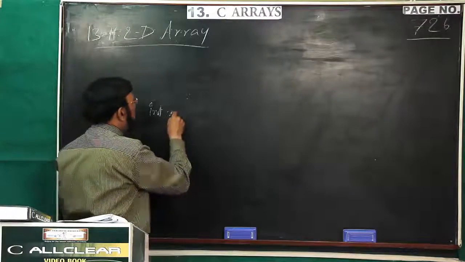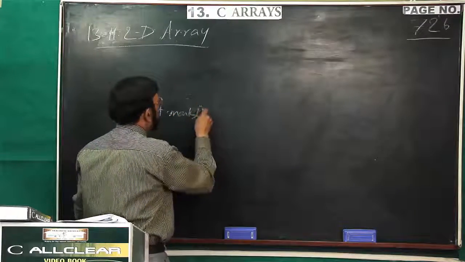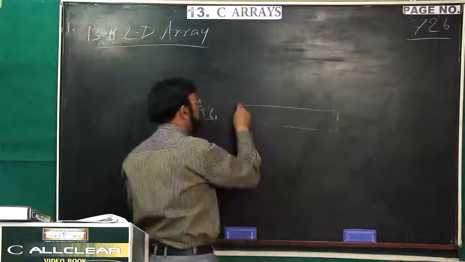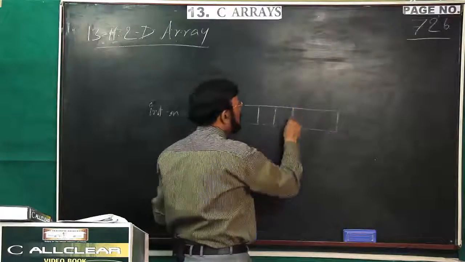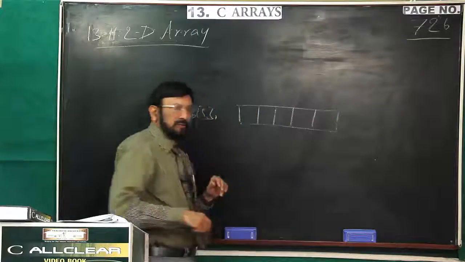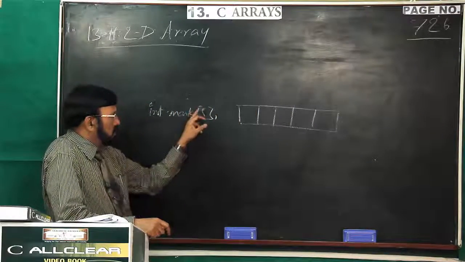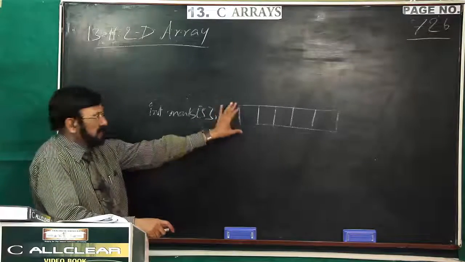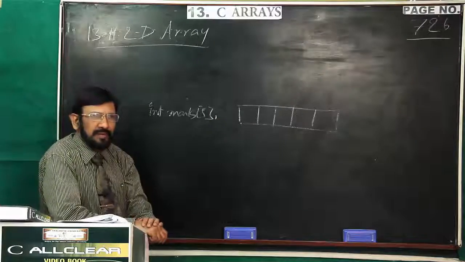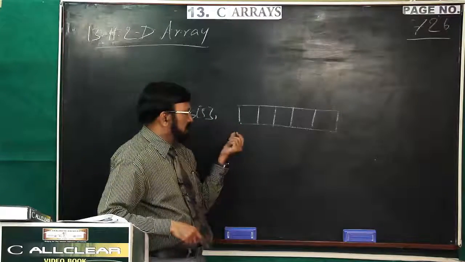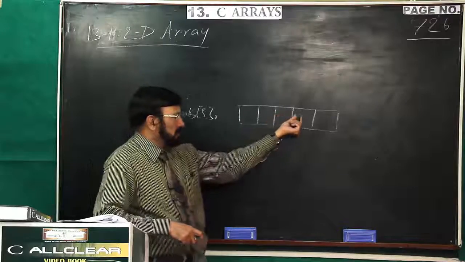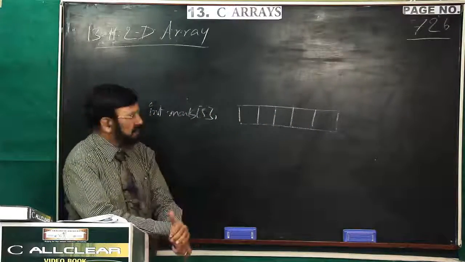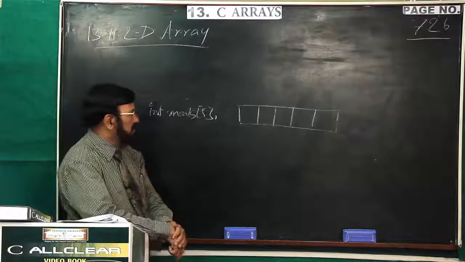Int marks 5. Like a list, you make it. This is a list. 1, 2, 3, 4, 5. So to store 5 marks in 5 papers, marks 5. This is enough. This is the suitable data structure. Whatever element you want, you can retrieve. This is paper 1, paper 2, paper 3, paper 4, paper 5. Whatever marks you want, you can randomly access, retrieve and display.